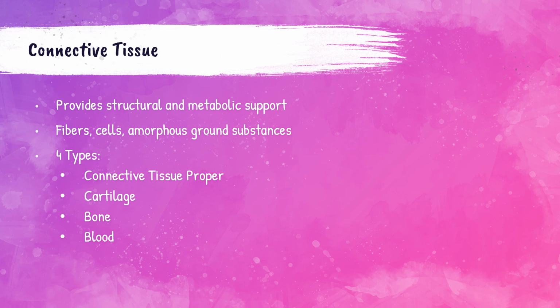There are four basic types of tissues. Those are connective tissue, epithelial tissue, muscle tissue, and nervous tissue. This lecture is going to be discussing the staining of two of these basic tissue types, connective tissue and muscle tissue. So connective tissue helps to provide both structural and metabolic support.